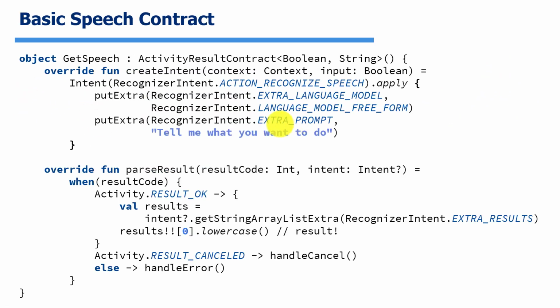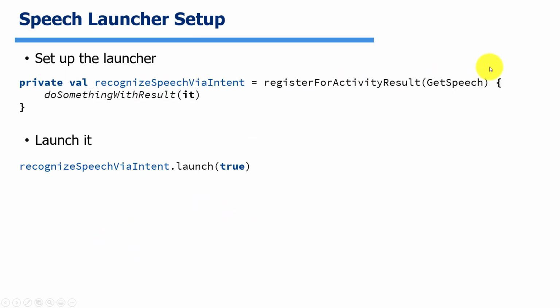That register for activity result is going to create the intent, call start activity for result. Once it gets the response back, call parse result to figure out what to do with it, and then pass that result back to this lambda. So we'll do something with it. So we set this up once, and then you can call it as many times as you want by saying that variable name, in this case recognize speech via intent, dot launch, passing in the arguments. And in this case, that's a dummy argument, so you can pass a true or false, doesn't make any difference.